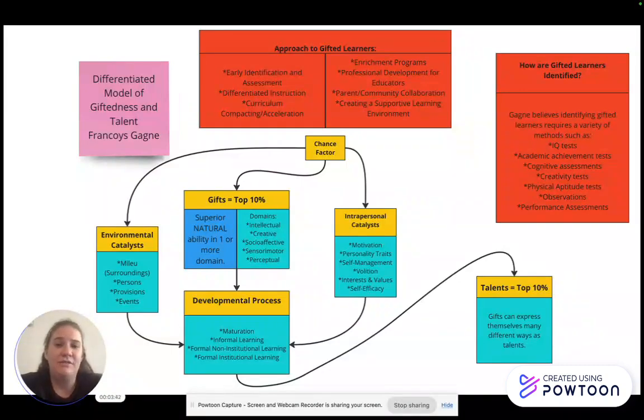His approach to gifted learners includes early identification and assessment, and he makes it clear that that's very important. Differentiated instruction, curriculum compacting, so making an entire semester maybe into 8 weeks, curriculum acceleration, allowing them to move faster, enrichment programs, professional development for educators, parent and community collaboration, and creating a supportive learning environment.